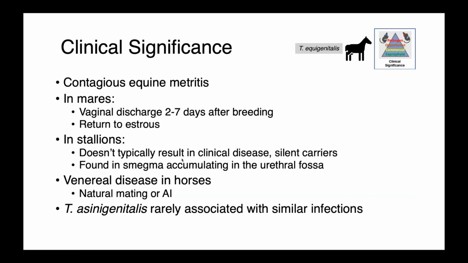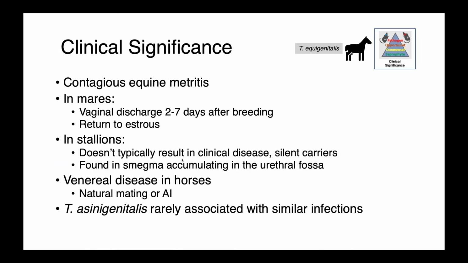So first, contagious equine metritis, Taylorella equigenitalis. What we see in affected animals is vaginal discharge in mares 7 to 10 days after breeding, and then a return to estrus, so they fail to conceive. In stallions, we don't typically see clinical disease. These animals are generally silent carriers, and the organism lives in the smegma that accumulates around the urethral fossa.